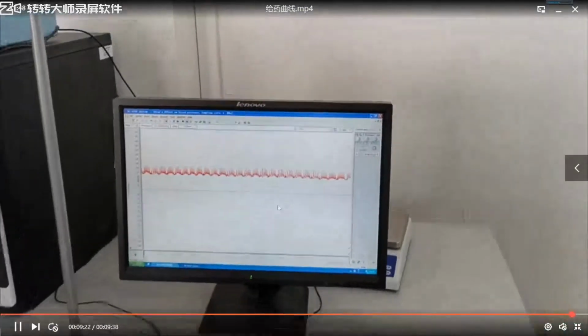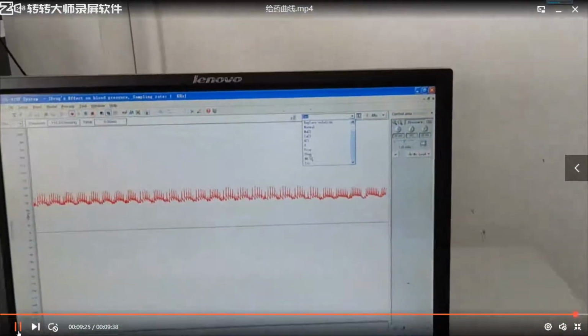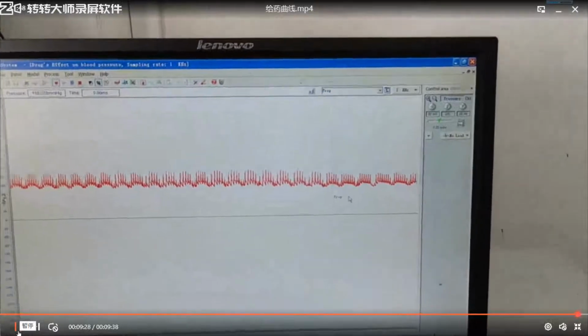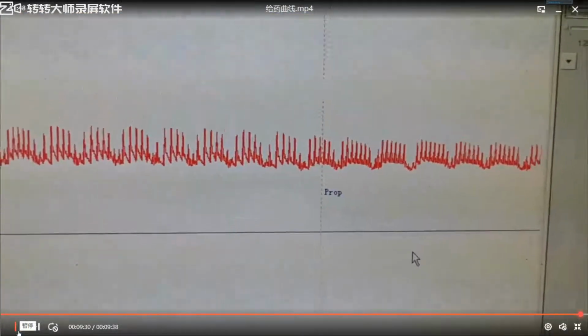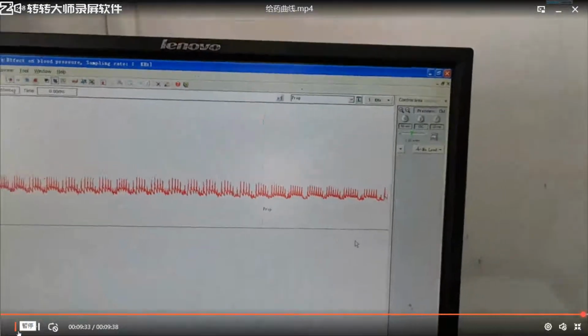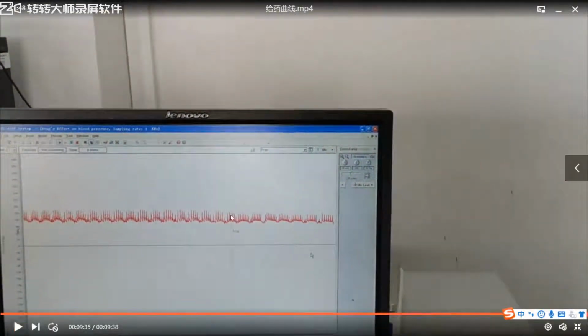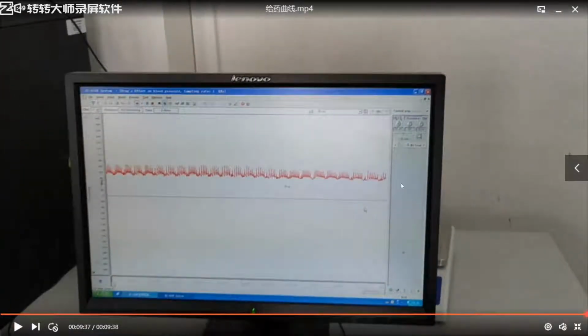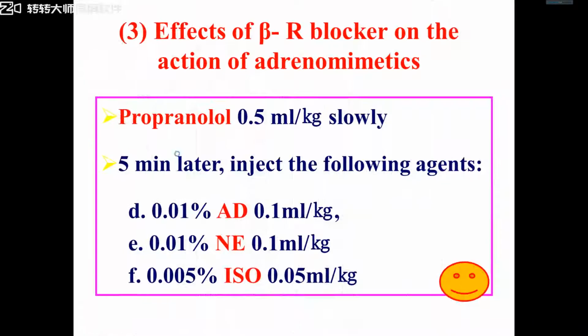After we inject propranolol, you can find the blood pressure is slowly reduced. After we inject the beta receptor blocker, let's wait 5 minutes. And then we repeat adrenaline, noradrenaline, isoprenaline again.